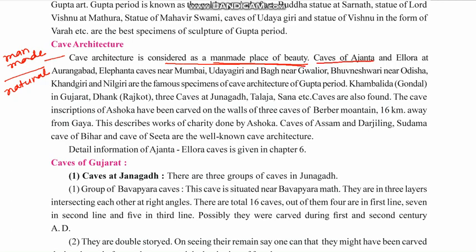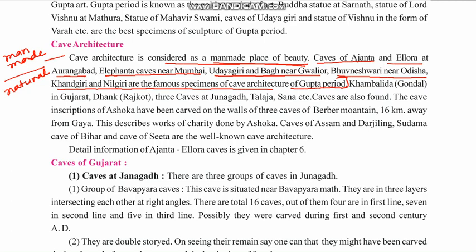Caves of Ajanta and Ellora at Aurangabad, if you have visited those places, are some of the best places to visit. Elephanta caves near Mumbai are situated on an island. Udaygiri and Bagh near Gwalior, Bhuvaneshwari near Odisha, Khandgiri and Nilgiri are famous specimens of cave architecture of the Gupta period. Again, these were some of the caves and architecture styles done in the Gupta period.